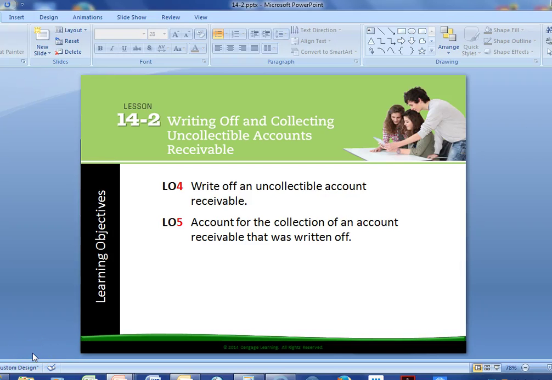All right, accounting, chapter 4, lesson 2. Now we're going to write off and collect uncollectible accounts receivable. First we'll learn how to write off the uncollectible account receivable, and then we're going to account for the collection of an accounts receivable that was written off. Basically, we're writing off customers that won't pay, and then they're going to go ahead and pay, and then we have to account for them paying.